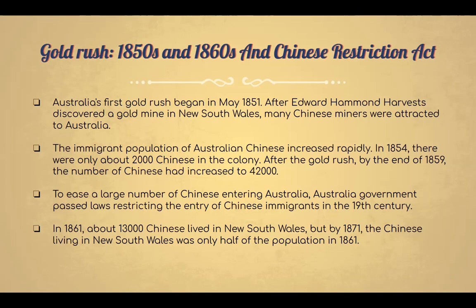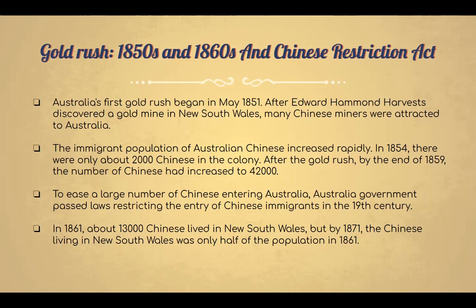42,000. The living conditions of the Chinese workers in gold mines were very difficult, and they faced racial hostility from many European settlers. Many people did not welcome the arrival of Chinese, which also aroused strong anti-Chinese sentiment. To ease the large number of Chinese entering Australia, the Australian government passed laws restricting the entry of Chinese immigrants in the 19th century. In early 1855, Victoria began to require every Chinese on board to pay tax.